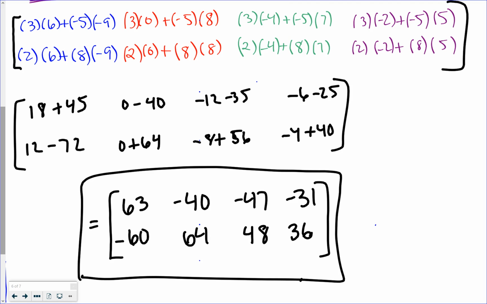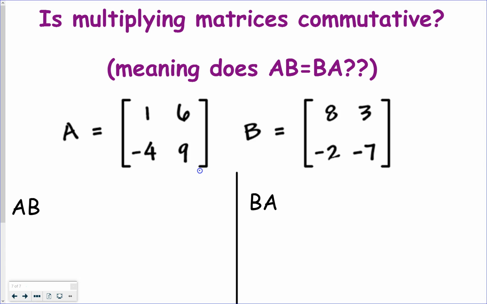All right, so don't do those last ones yet. Hold on. Freeze, don't do those last ones yet. This is what we're about to find out. We're going to find out, is AB commutative? Meaning, can I multiply it both ways and get the same answer?